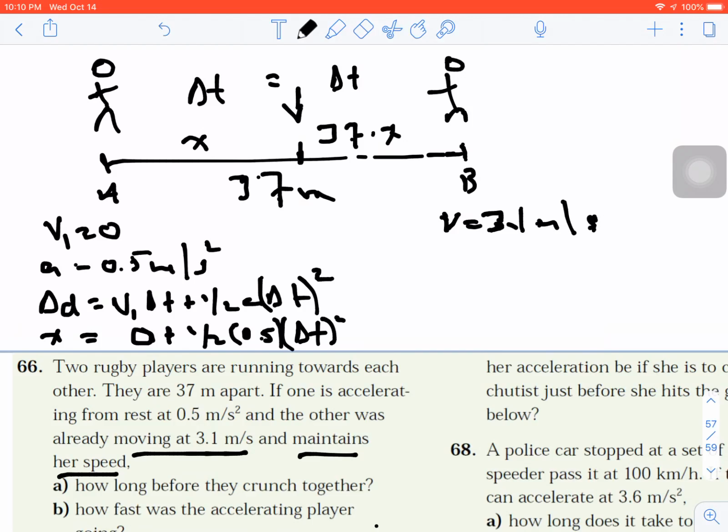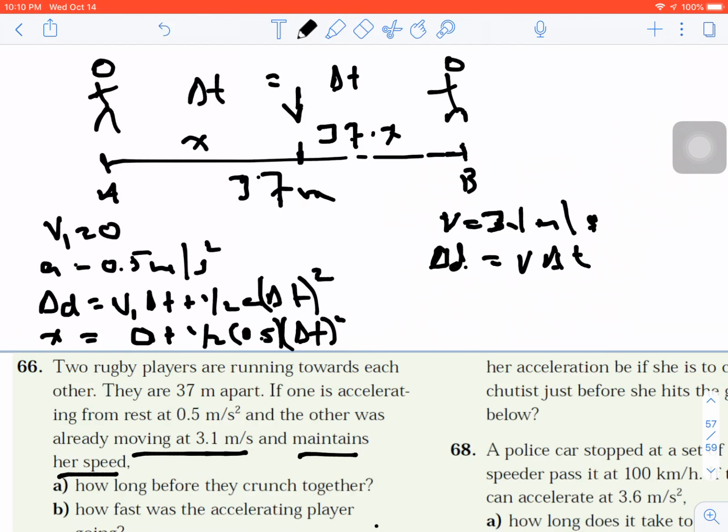I'm stuck here now. I have an equation with 2 unknowns. X is unknown, delta t is unknown. Let's go over to this side. What do I know about player B? Constant speed, so I can use my equation: delta d equals v times delta t. So there's my equation for constant speed.